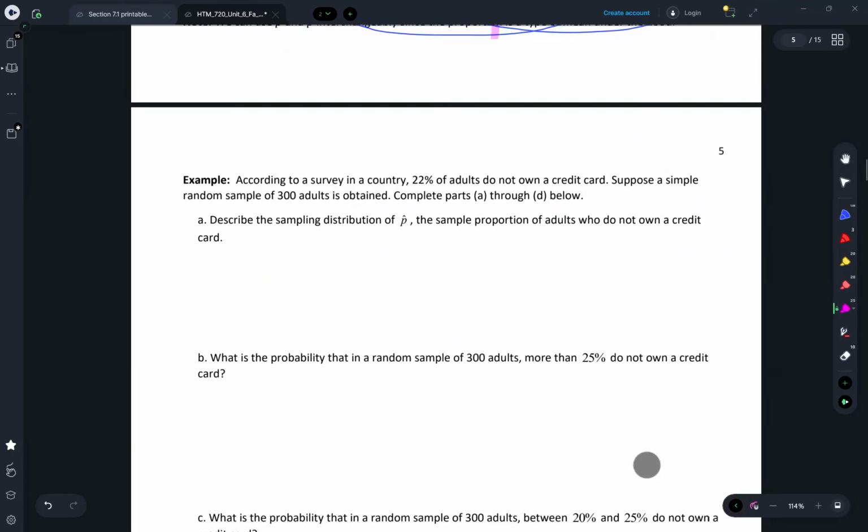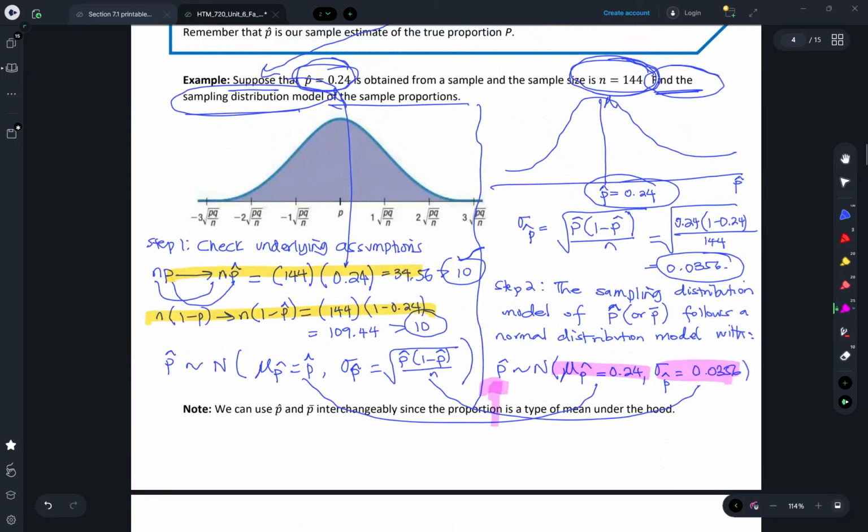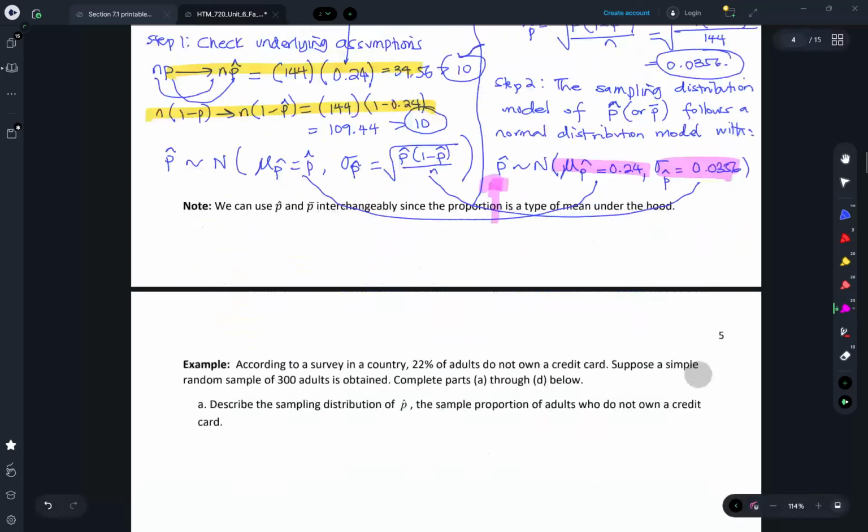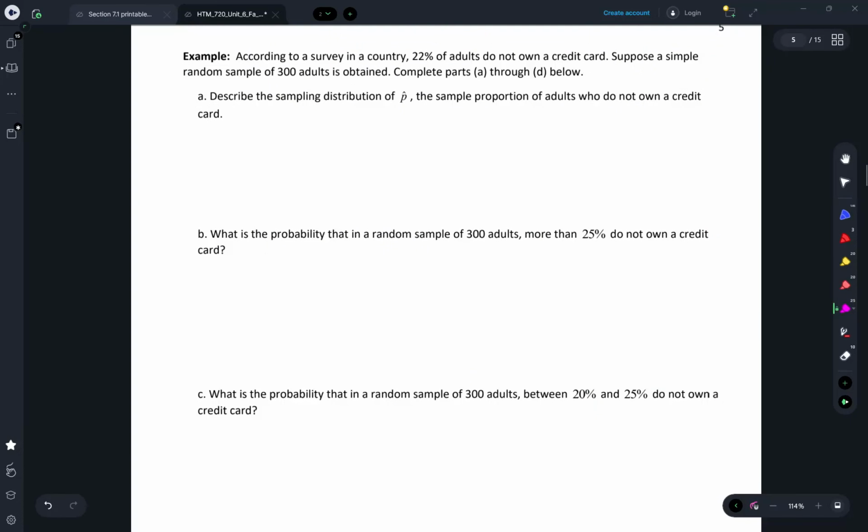So here we go to another example. This example says that according to a survey in a country, 22% of adults in that country do not own a credit card. Suppose a simple random sample of 300 adults is obtained.